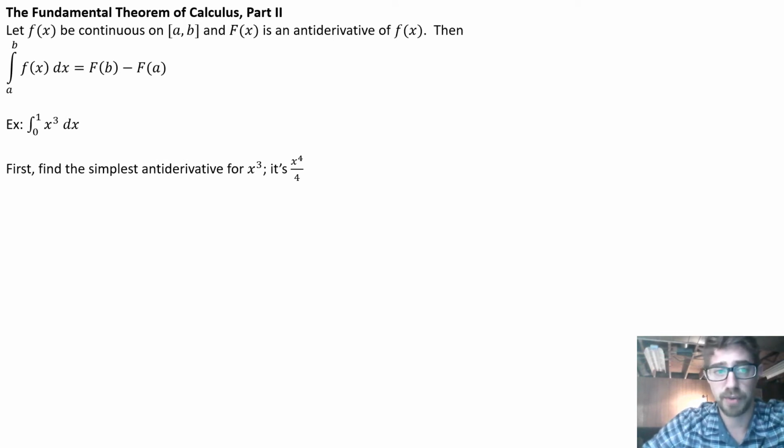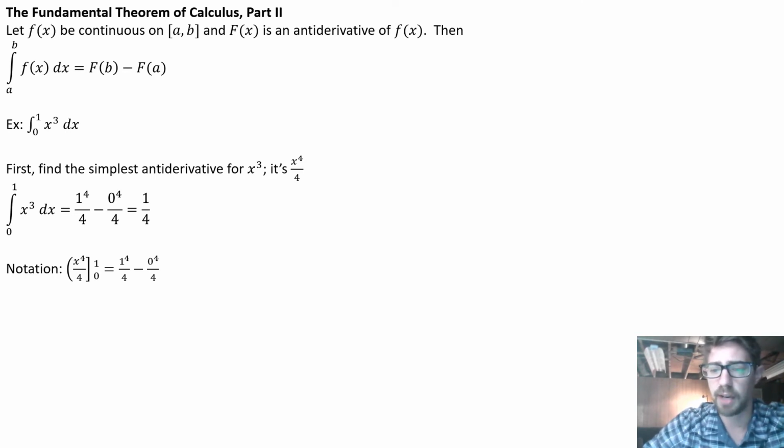That's our antiderivative we're going to use, and then we're just going to plug 1 into that thing, and then we're going to plug 0 into that thing. This next part, in a lot of cases, you can almost do in your head. So it's just 1 to the 4th over 4 minus 0 to the 4th over 4. Obviously, that second part is 0, so it's just 1/4. That's it. That's the area under x cubed from 0 to 1. That's the process.